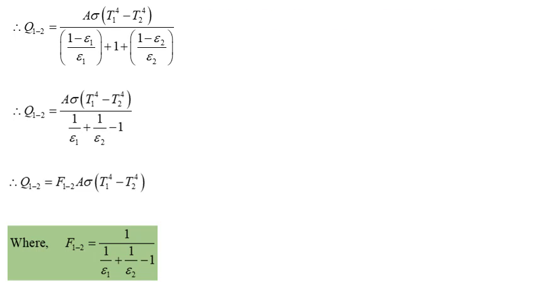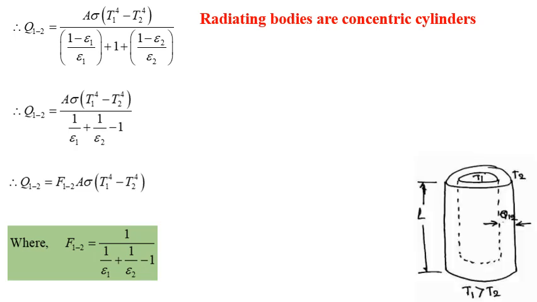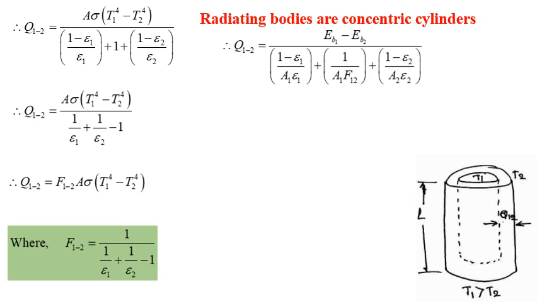Similarly, this is for parallel plates. We can similarly derive for radiating bodies, concentric cylinders as well as concentric spheres. Concentric cylinders means this is a sketch. From this we can see there are two cylinders, cylinder 1 and cylinder 2, where cylinder 1 is surrounded by cylinder 2. You can write the equation like this for the initial equation.